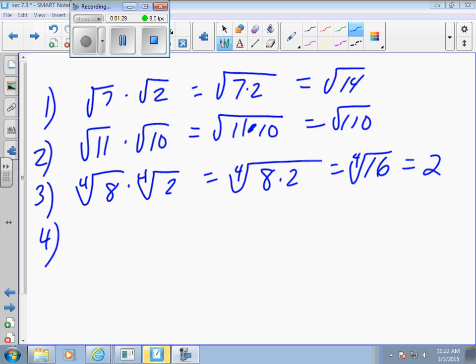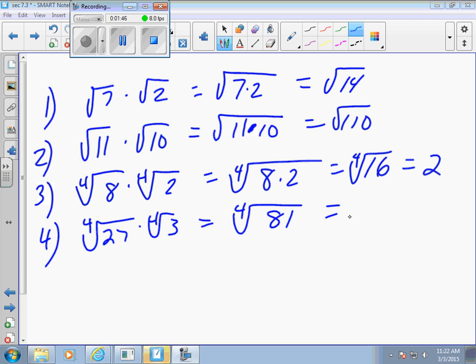Number 4, if I have the fourth root of 27 times the fourth root of 3, I get the fourth root of 27 times 3, which is 81. And I know that from my card, the fourth root of 81 is 3.